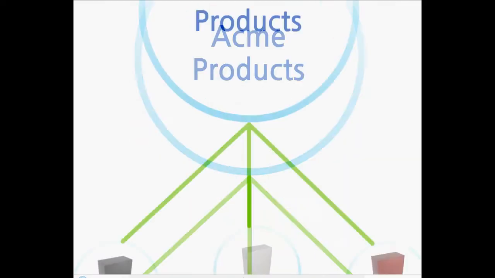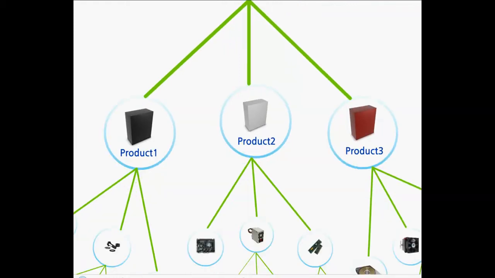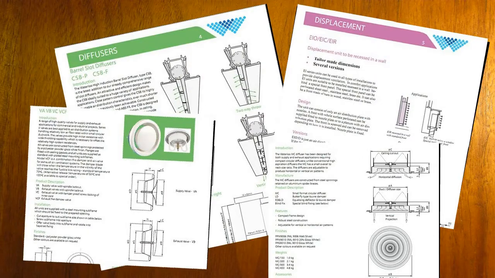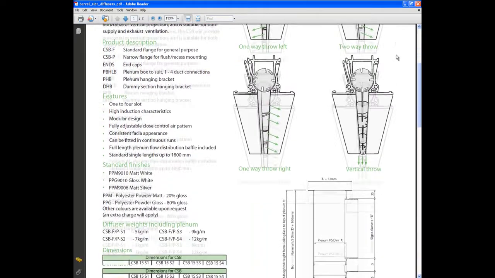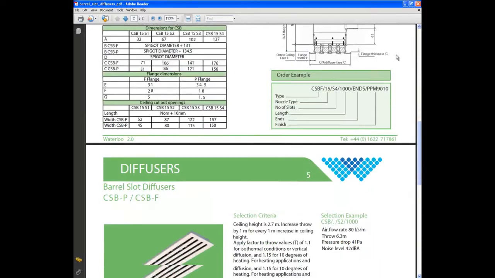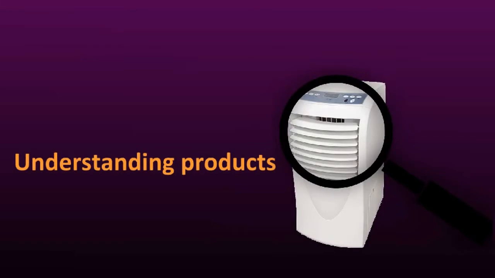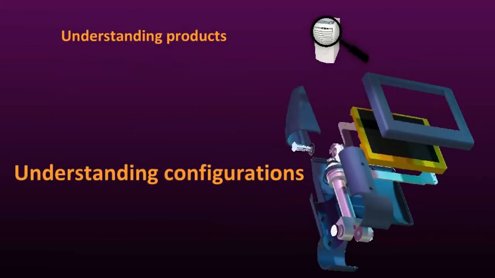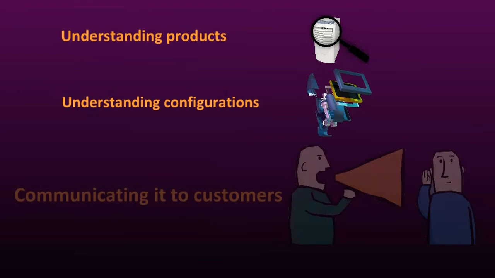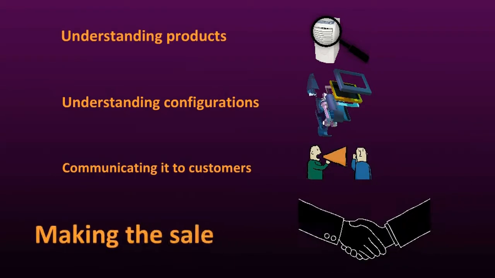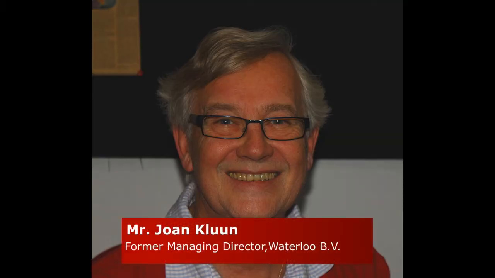Imagine a manufacturing company with a wide range of products with numerous configuration options. Then, imagine a series of sales collateral like data sheets, PowerPoints, and brochures. Now, imagine the plight of the sales and consulting teams in A. Understanding the products, B. Understanding the configurations, and C. Communicating it to the customer, and finally D. Making the sale. A company just like the one we described was an HVAC manufacturing company.